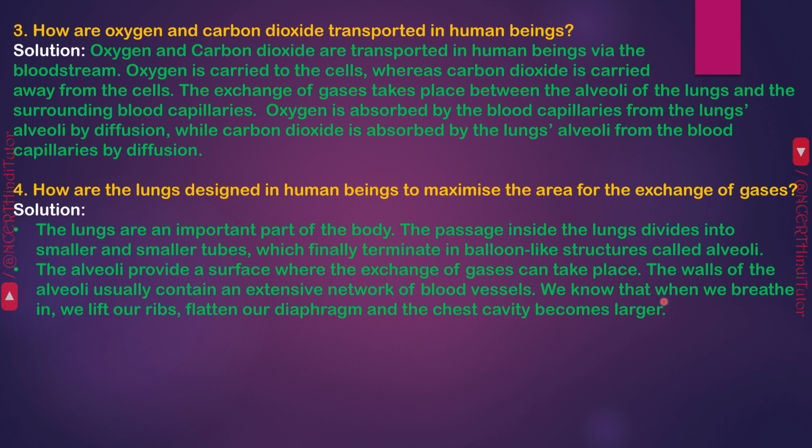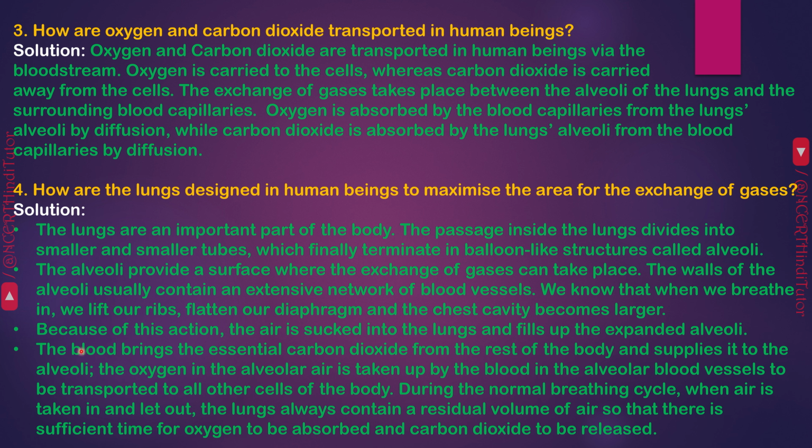We know that when we breathe in, we lift our ribs, flatten our diaphragm, and the chest cavity becomes larger. Because of this action, the air is sucked into the lungs and fills up the expanded alveoli. The blood brings the carbon dioxide from the rest of the body and supplies it to the alveoli. The oxygen in the alveolar air is taken up by the blood in the alveolar blood vessels to be transported to all other cells of the body.